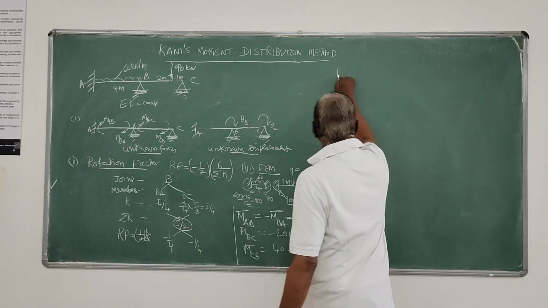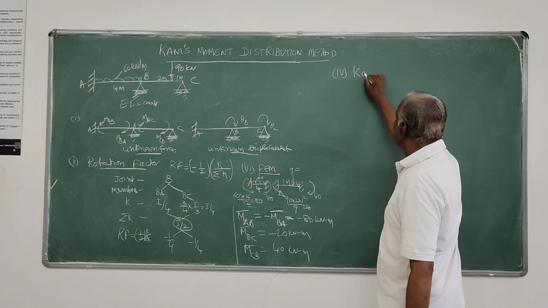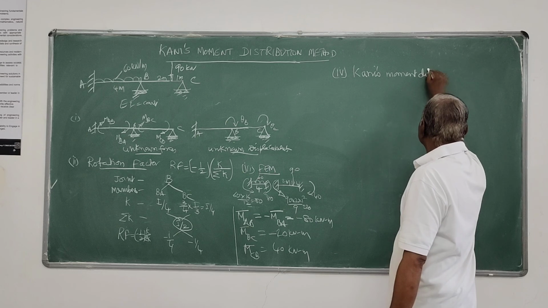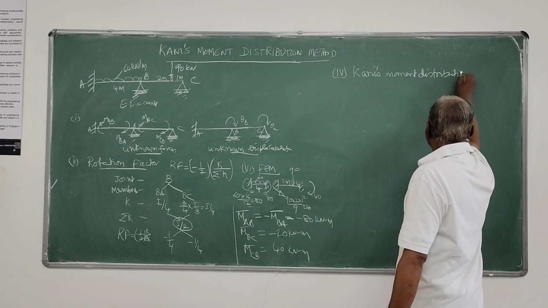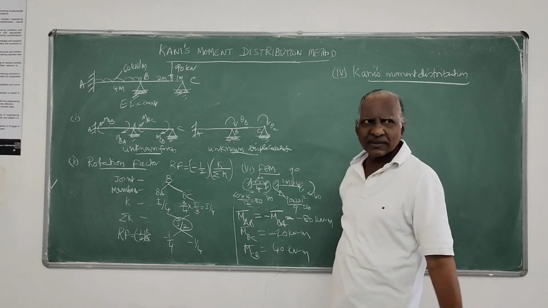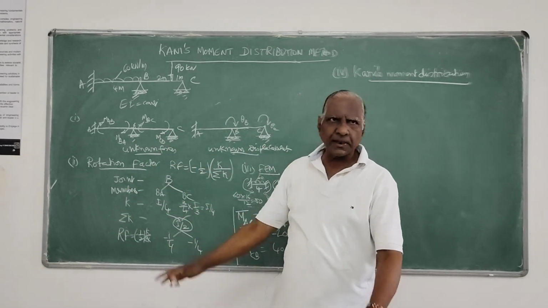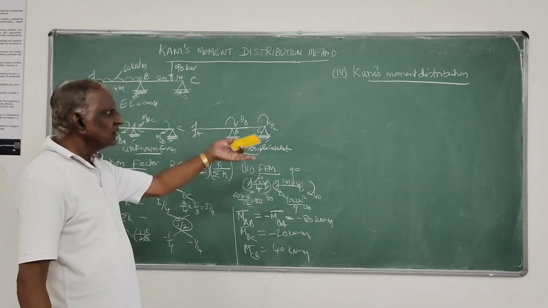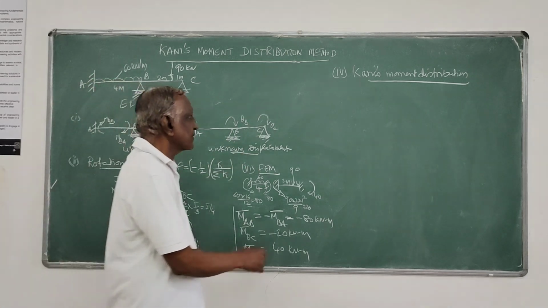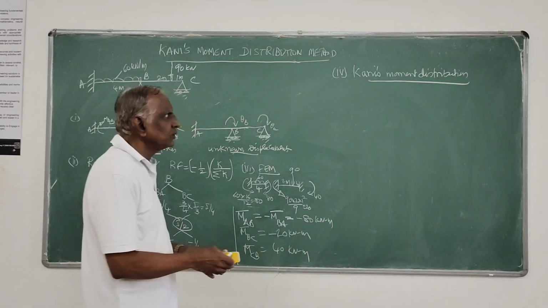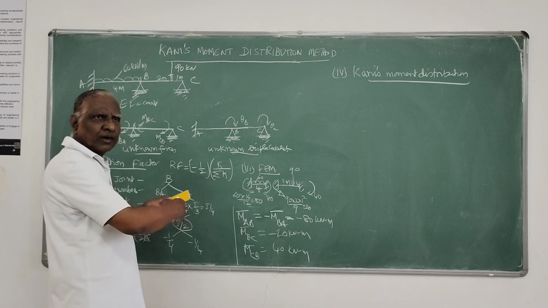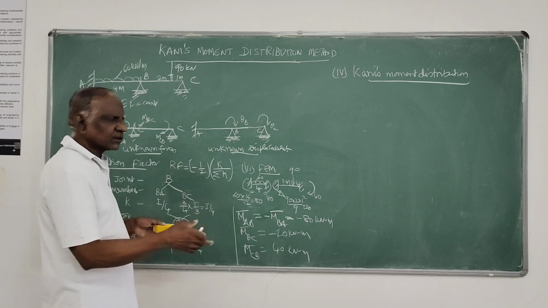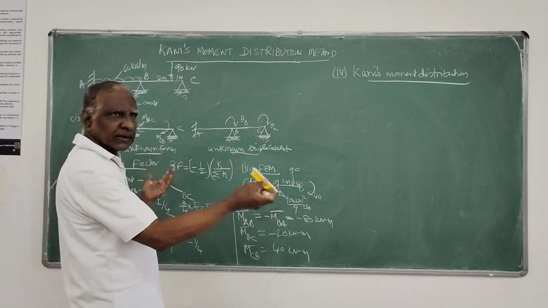Now the last step, let us come to Kani's moment distribution. This is the new thing which you have to watch carefully. What is that new thing? Because all these four steps have already been done in all the displacement methods earlier also. So now we will do only the distribution. Here this moment distribution we do in the form of a diagram or picture, not in the form of a table.